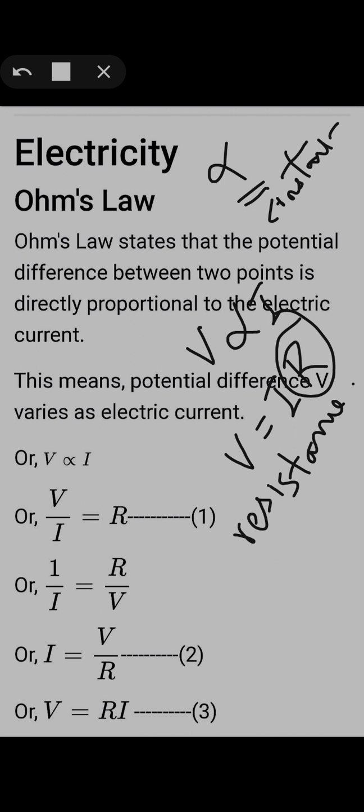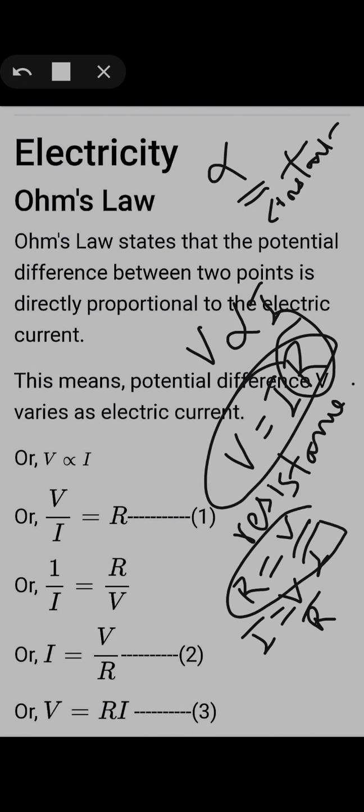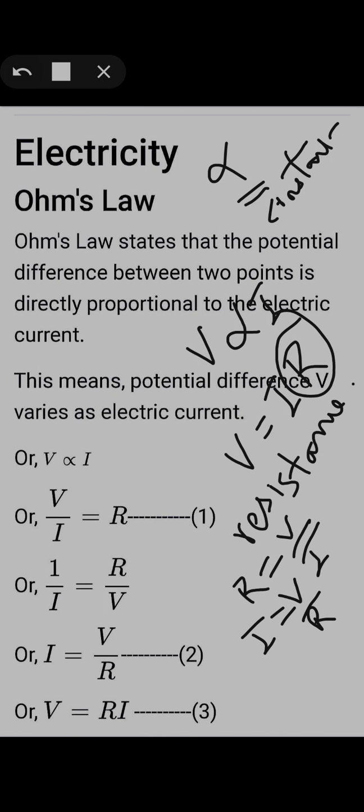So that is resistance, and we can write V equals IR. From there, if you want the value of R, then R equals V by I. If you want I, then it will be V by R. If we talk about V, then it is IR. So R equals V by I, and I equals V by R. These were the relations between V, I and R.